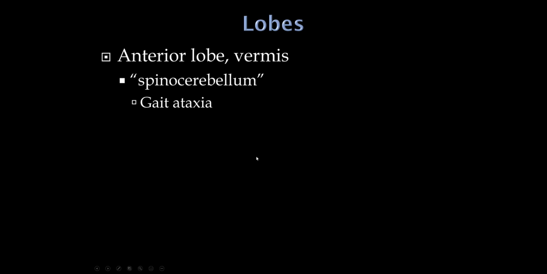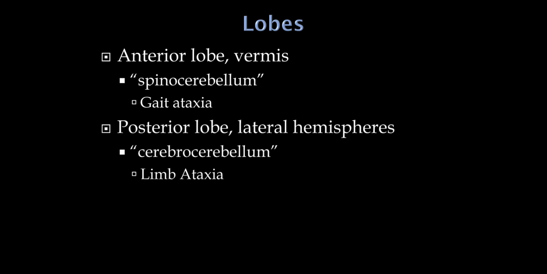All right, so in terms of lobes, we have an anterior lobe and vermis. Much of the anterior lobe is made up of the vermis, and this is called the spinocerebellum. So a lesion here, we have again a truncal midline gait ataxia. The posterior lobe and lateral hemisphere is much larger, and this is the portion of the cerebellum that communicates with the motor cortex, so it's sometimes called the cerebrocerebellum.